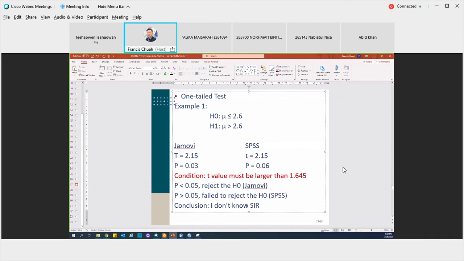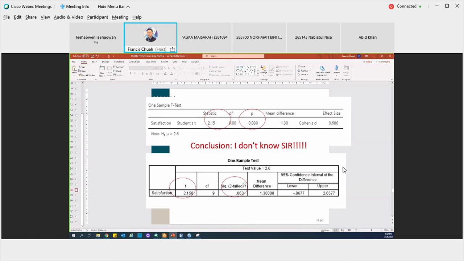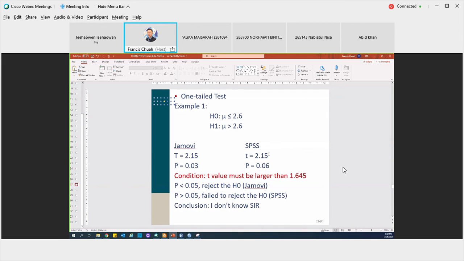So the conclusion, I don't know, sir. What do you want to conclude? Why can it be like this? The value is the same, but the p-value is different. Why? It is because I told you earlier that SPSS results are based on two-tail. So if you have a one-tail hypothesis, your p-value needs to be divided by 2, then you get 0.03. Then now you can conclude that actually the p-value is significant.